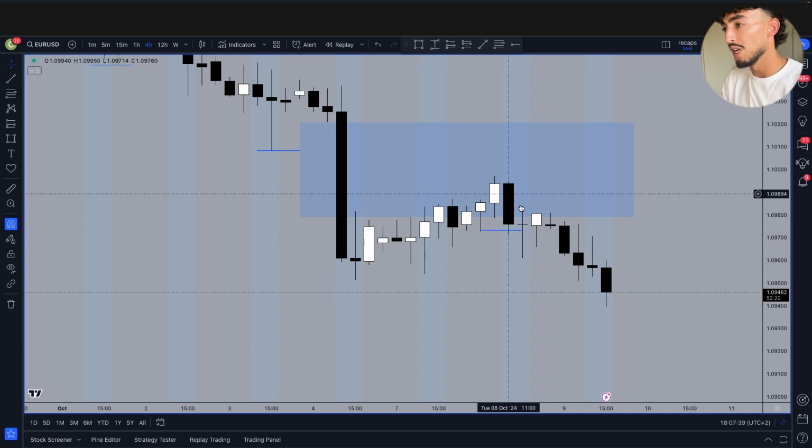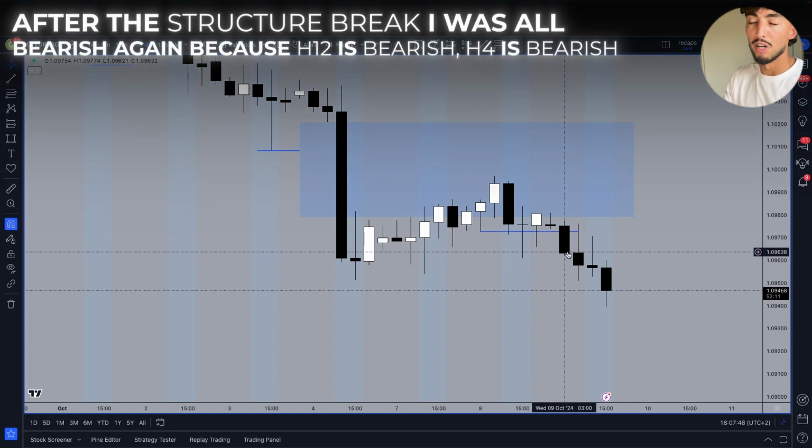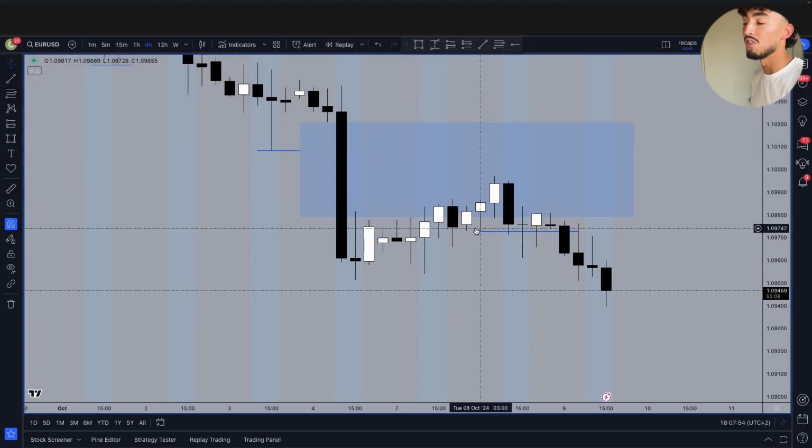So here we came into the H12 resistance, H4 MSB here. After the structure break, I was all bearish again because H12 is bearish, H4 is now bearish, we came into resistance and price is rejecting from it. So all I do now is look for M5 order flow and then M5 and M1 setups in line with the order flow. So everything I do is pretty systematic. It's always the same thing.